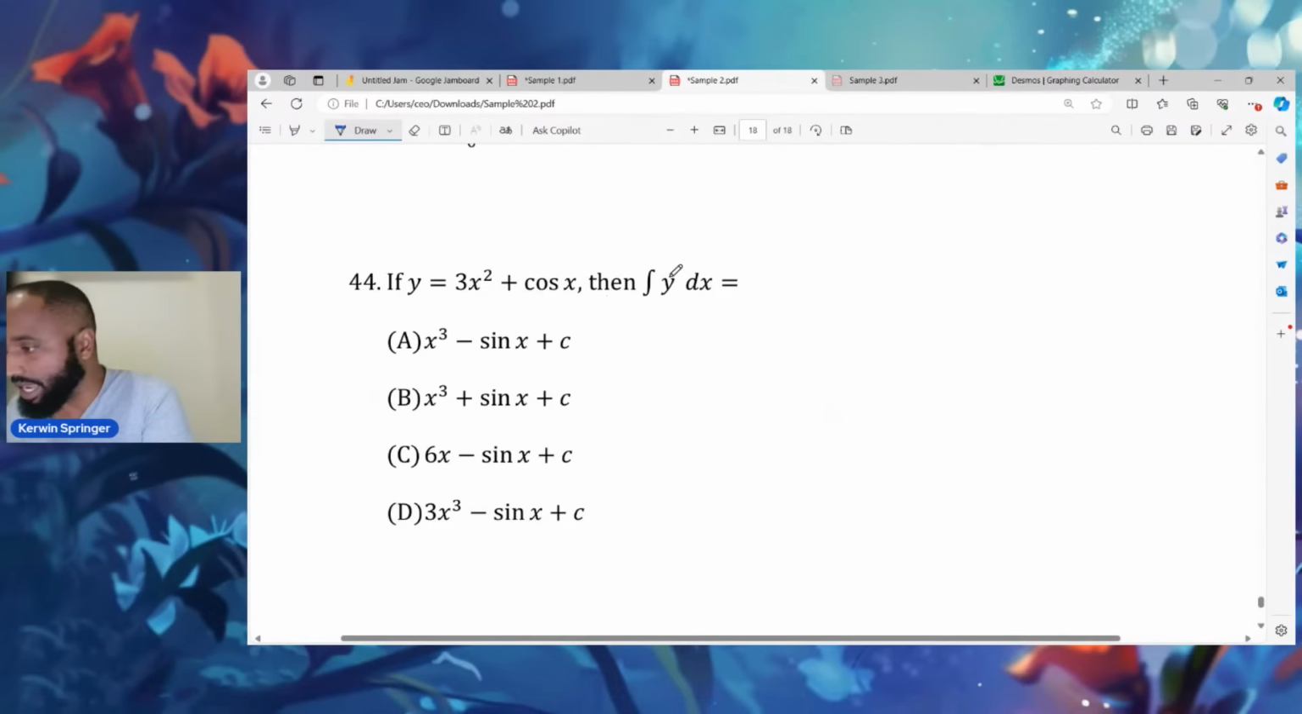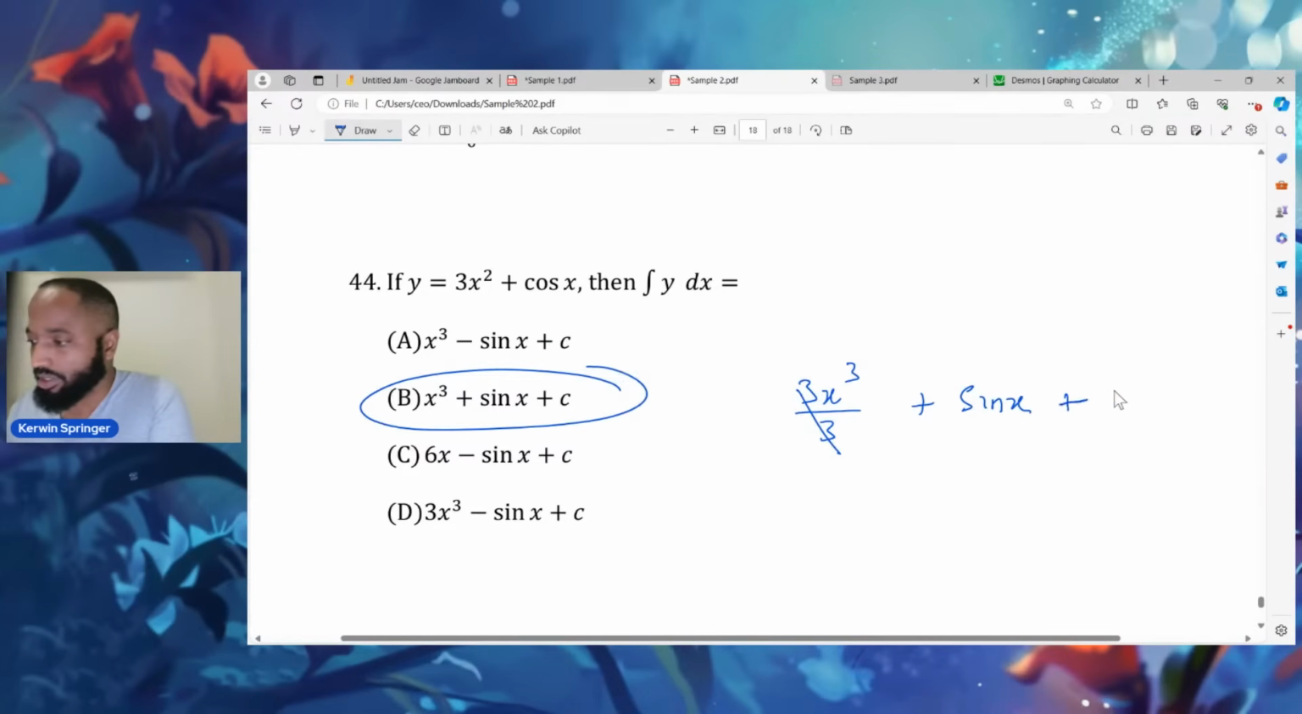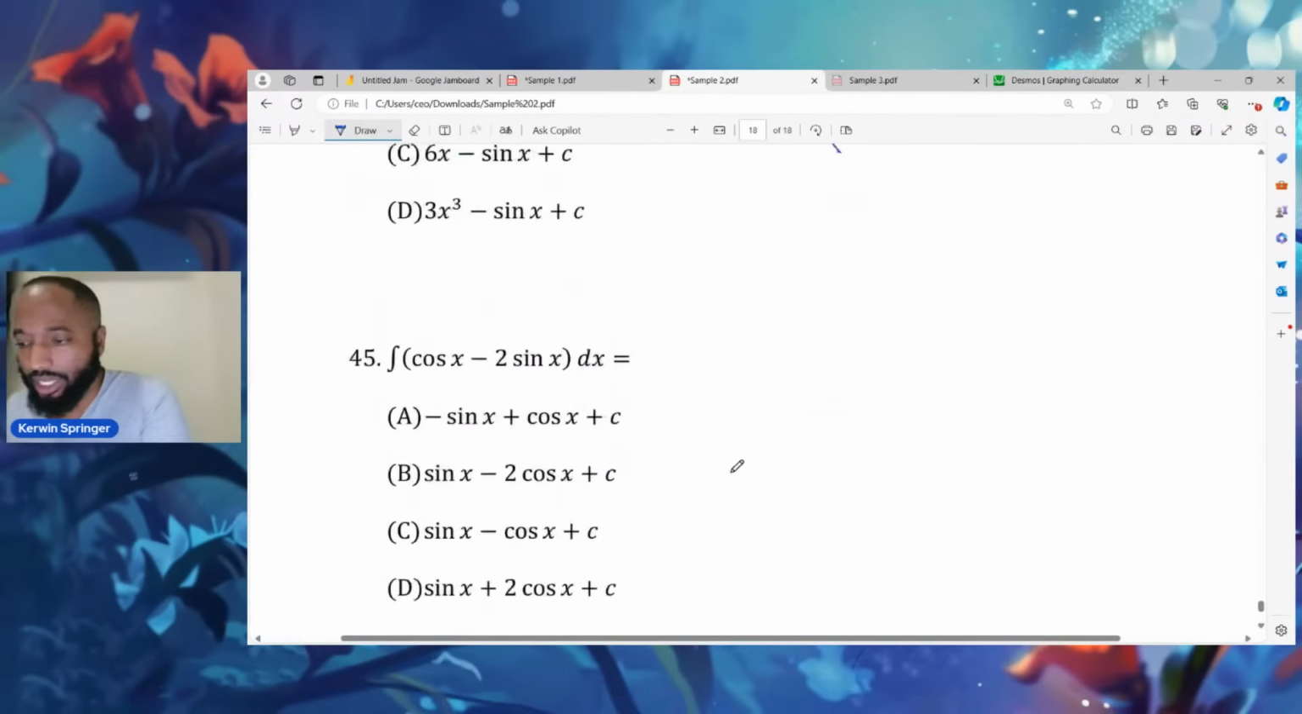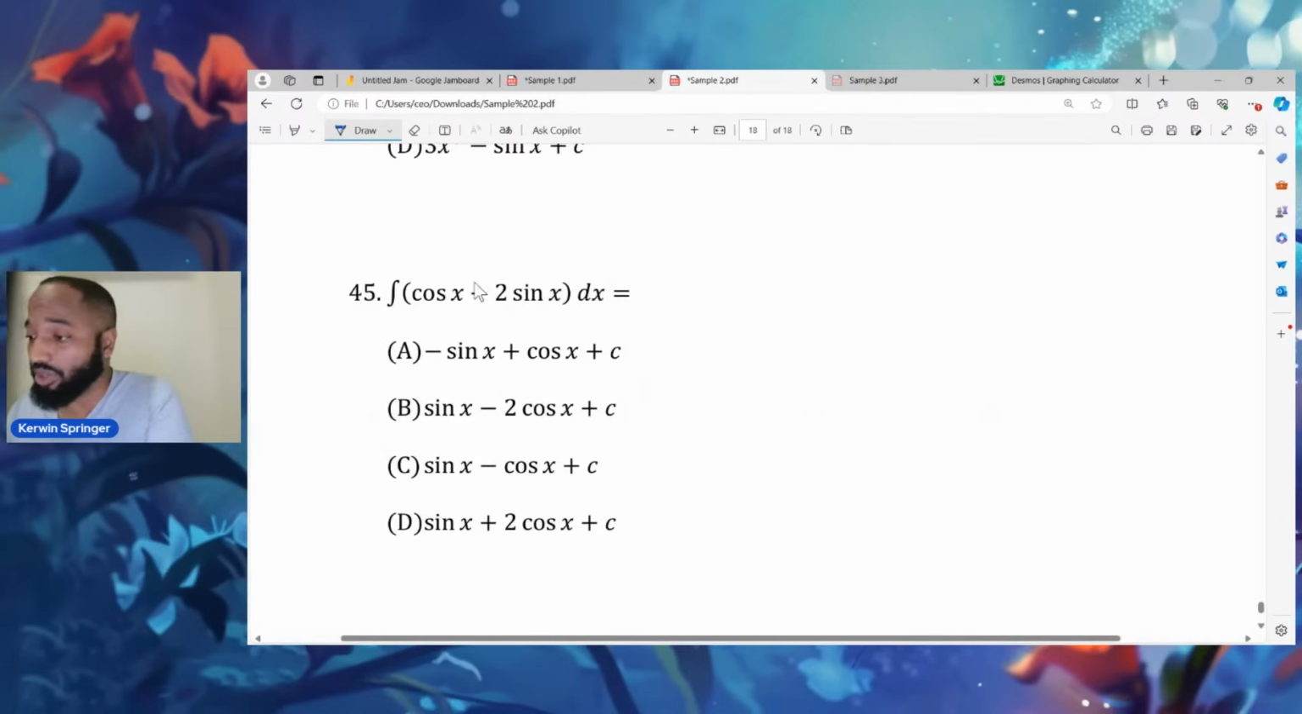If this, then integrate that. They want us to integrate, so we're going to get 3x to the power of 3 and divide by 3 now, plus integrate cos x, you get sine x. The 3's will cancel, so it's x cubed plus sine x plus c. Right, so that's B.